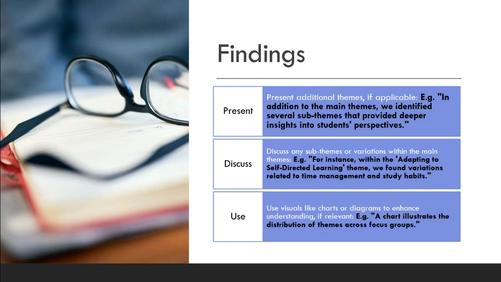students' perspectives. And also you need to discuss any sub-themes or variations within the main themes. For instance, within the adapting to self-directed learning theme, we found variations related to time management and study habits. And then you'd also need to use visuals like charts or diagrams to enhance understanding if relevant. So a chart illustrates the distribution of themes across focus groups.